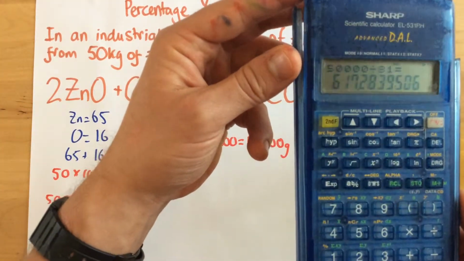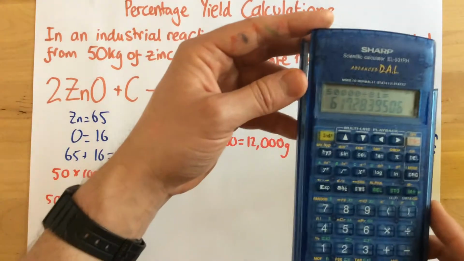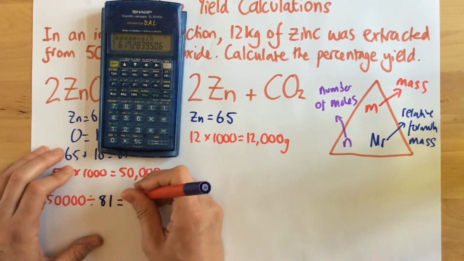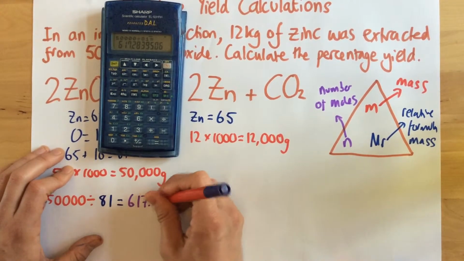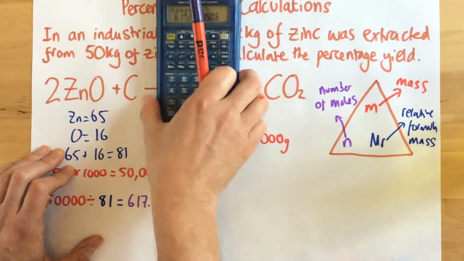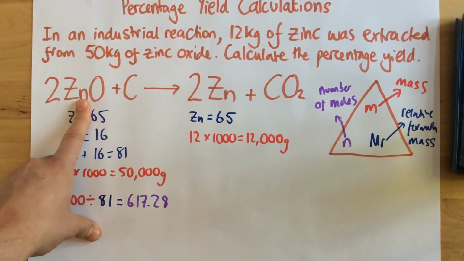Now, don't be worried if we've got numbers like that. They are expected. So, I'm going to write this down and simplify it for now, but I'm going to leave that number in my calculator because I'm not going to round it too early. Okay, so I now know the number of moles of zinc oxide that's reacting.